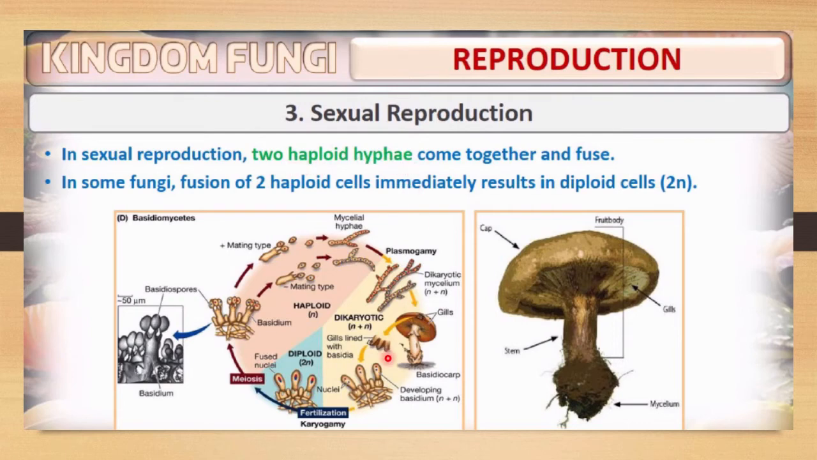So here you can see this is a fertilization process. These hyphae and these hyphae will fuse together, and as a result of that, they will become diploid, from haploid to diploid.